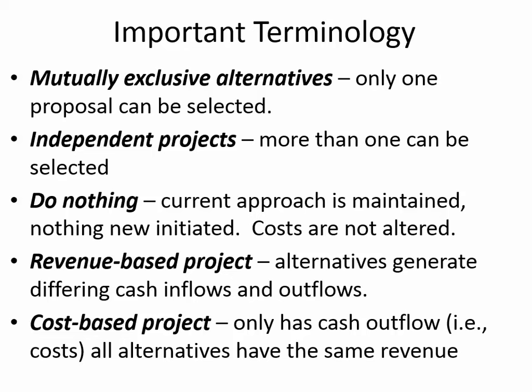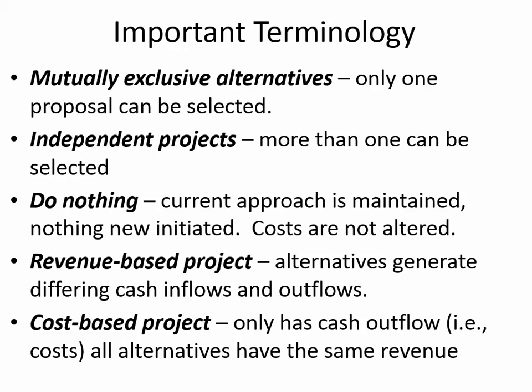Mutually exclusive alternatives is when you're only picking one of the options. Independent projects are those where you're choosing as many as are profitable. The do-nothing approach is you just keep doing what you're doing now. And so do nothing literally, it doesn't mean that you just stop and stand in the corner. It means that you don't implement any of the new ideas that are being accepted. So maybe it means keep the old equipment.